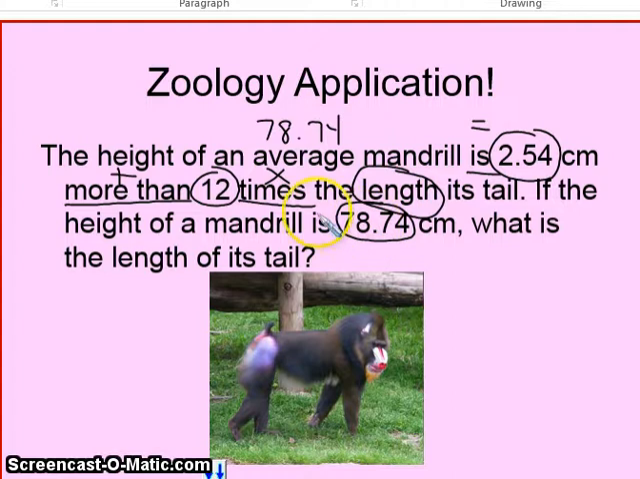Alright, so we can turn this into an equation. We can say the height of the mandrill, which is 78.74. Then it says is, so we write equals 2.54 more than. So 2.54 plus 12 times the length of its tail. Now, we don't know the length of its tail, that's what we're trying to figure out, so I'm going to call that L.